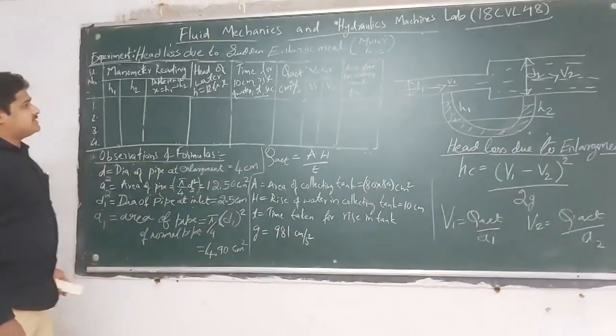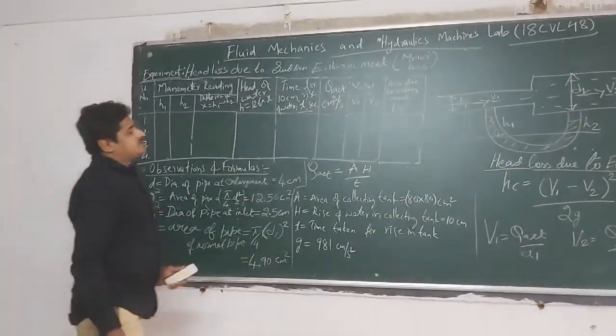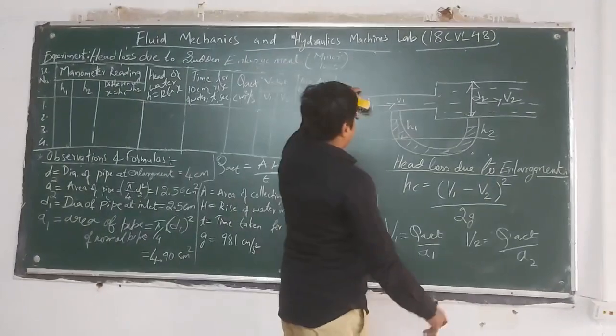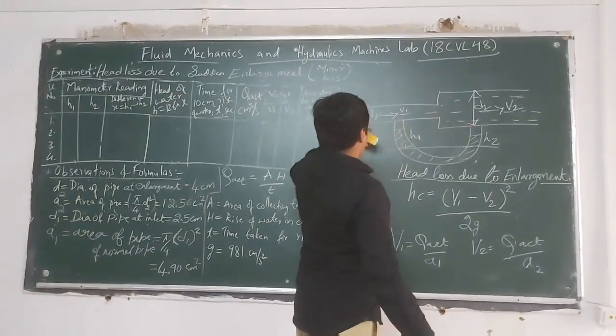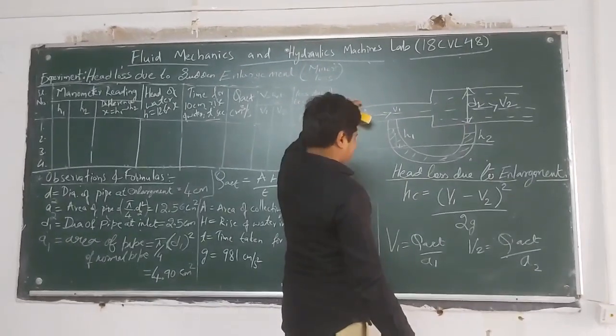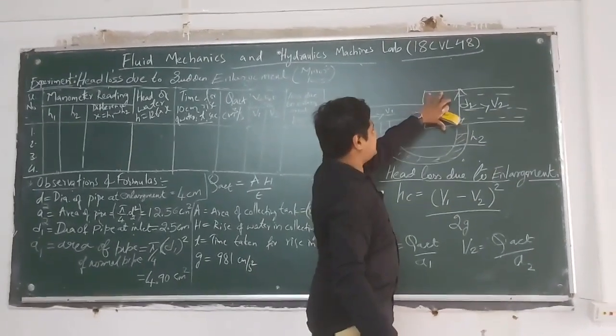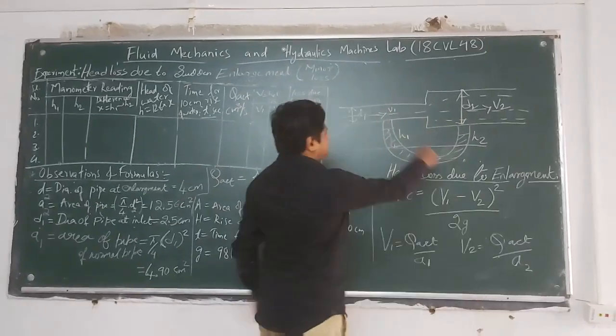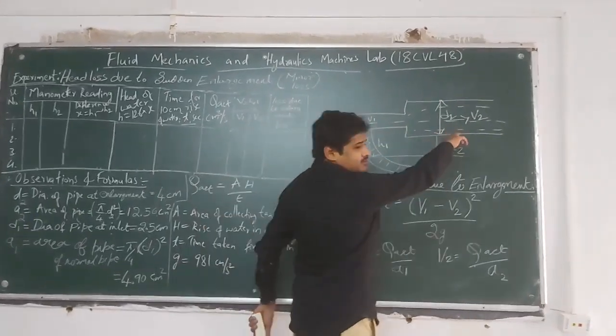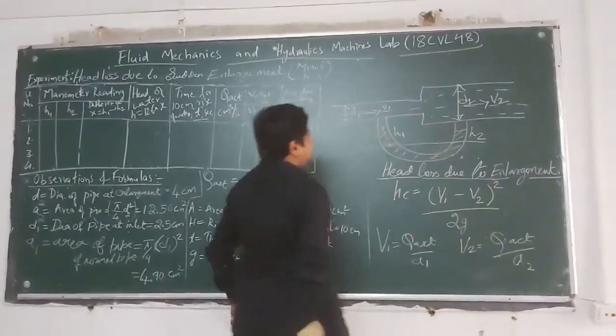So, observations and formulas. What do we observe here? We take D1 and D2. D1 is the diameter of the normal pipe and D2 is the diameter of the enlarged pipe. V1 is the velocity of water through the normal pipe and V2 is the velocity of water in the enlarged pipe.